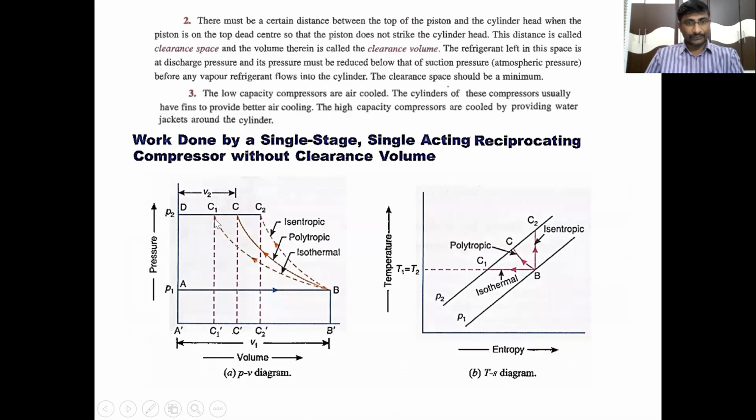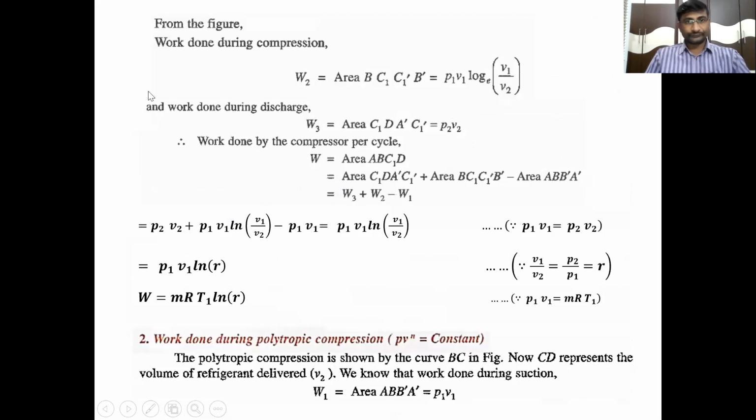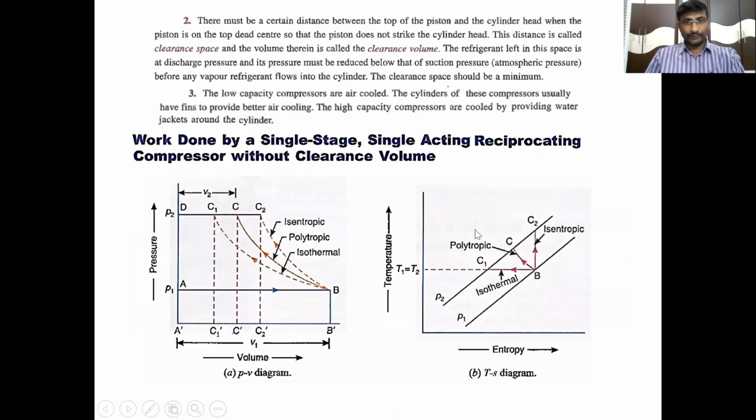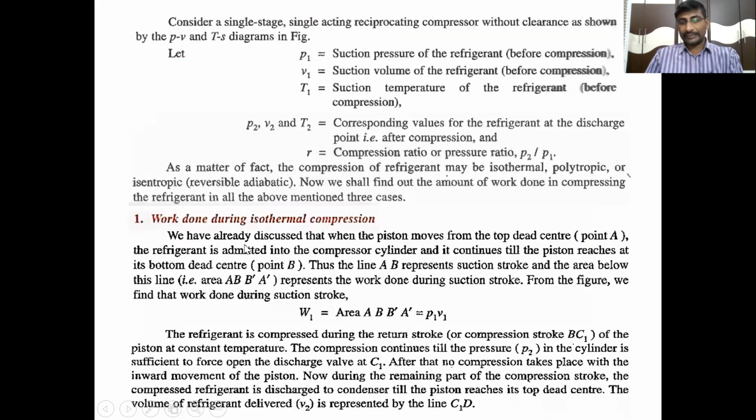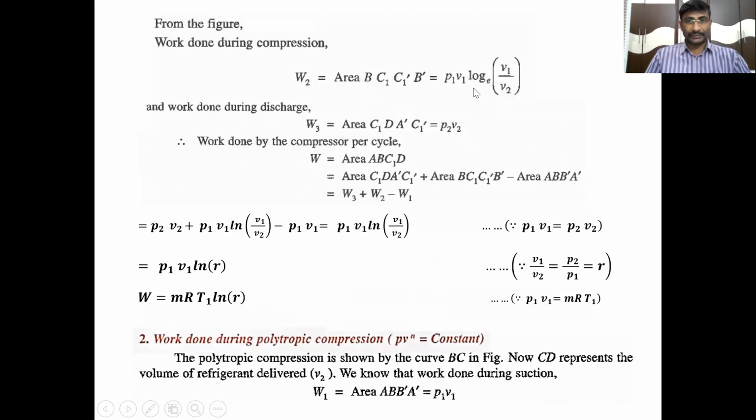But if we follow the isothermal, the volume V2 is C1 to D. Clear? From the figure, what is the work done during the compression process, W2? As we know from the basics, for the isothermal process, P1 V1 log of V1 by V2 is the formula for the isothermal compression.